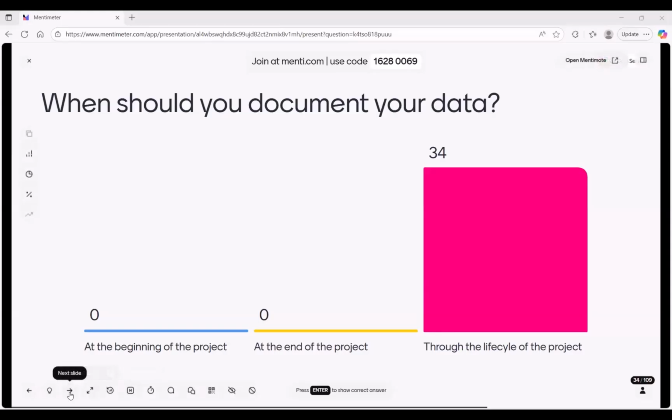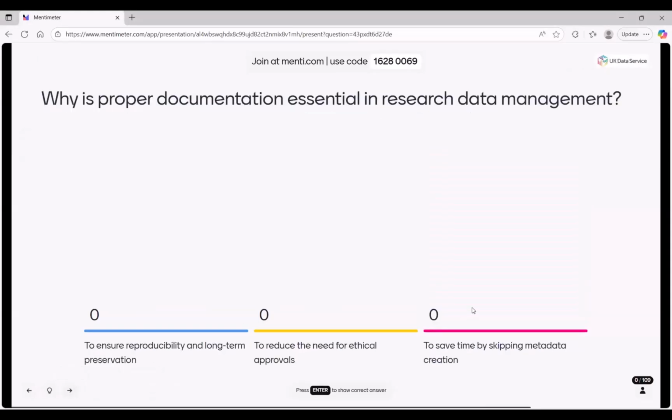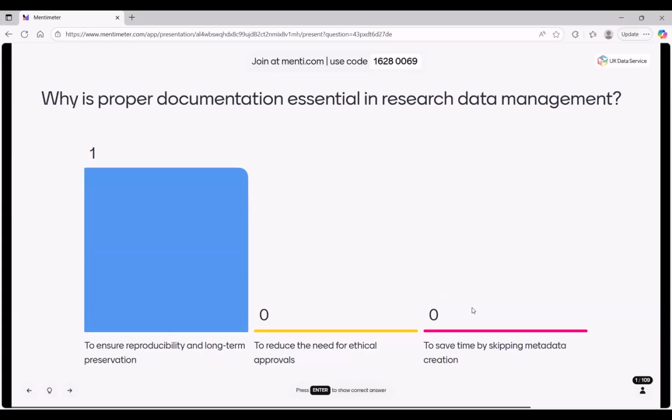I think there are a couple more questions as well. So what do you think? Why is proper documentation essential in research data management? Yes, that's right. So all of you have said the first one, to ensure reproducibility and long-term preservation. Yes, that is the case.